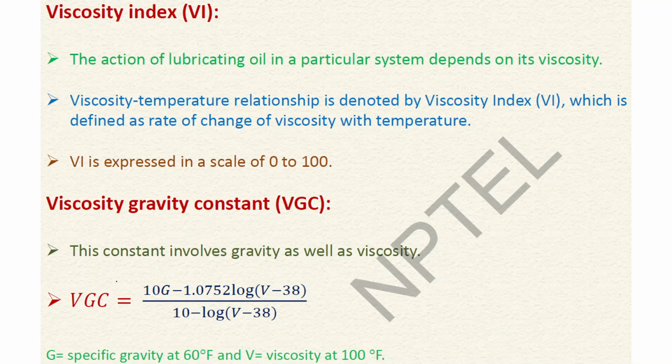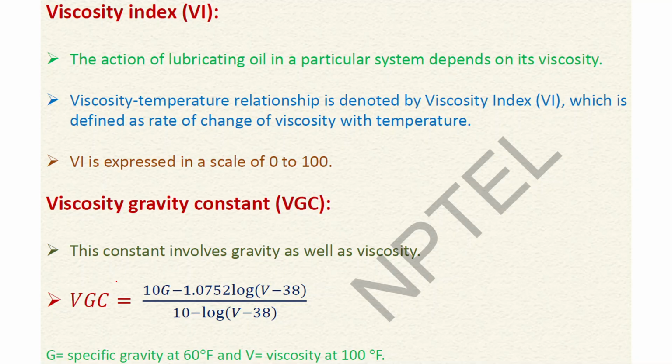Next property is viscosity index. Viscosity index is basically a property of lubricating oil. The action of lubricating oil in a particular system depends on its viscosity. So the viscosity temperature relationship is denoted by the viscosity index. Basically, the change in viscosity with respect to temperature is expressed as viscosity index.